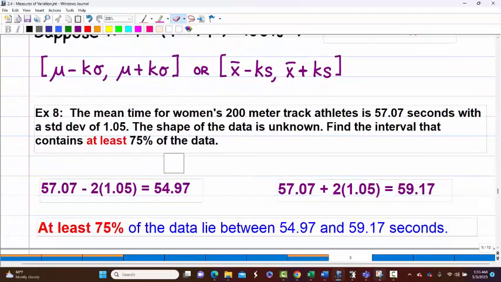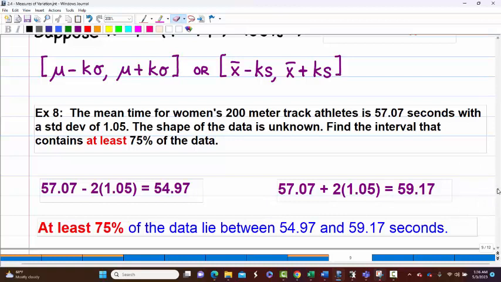We come down here. We take the mean minus 2 times the standard deviation. We get 54.97 at the low end. 57.07 plus 2 times the standard deviation to get 59.17. So we're saying at least 75% of the data should lie between 54.97 and 59.17.